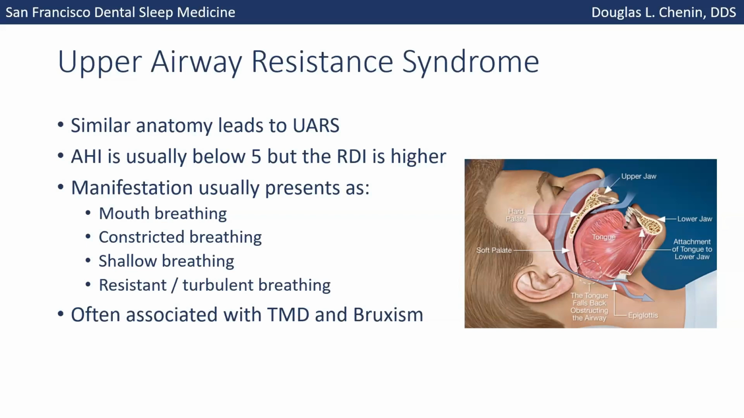And so if you are borderline, the AHI is less than 5, even if the RDI is less than 5, you can still get a diagnosis, but it won't be sleep apnea. But it has a very similar manifestation.